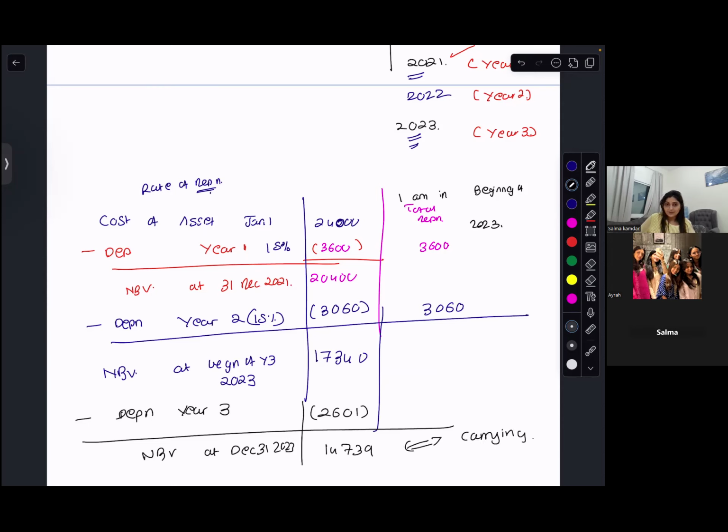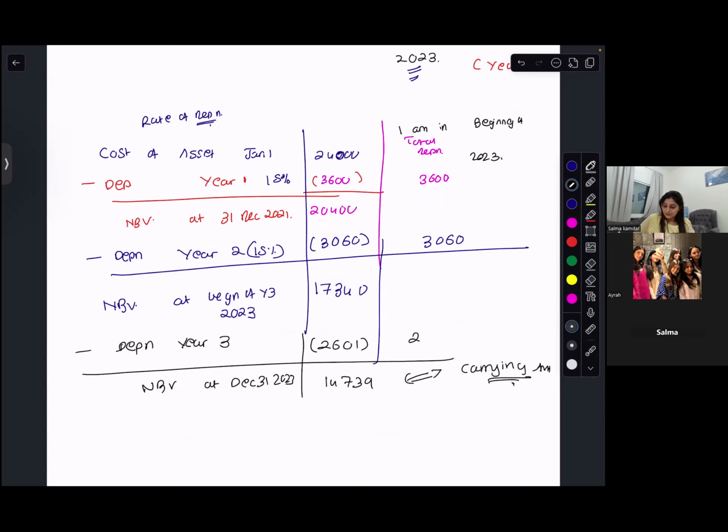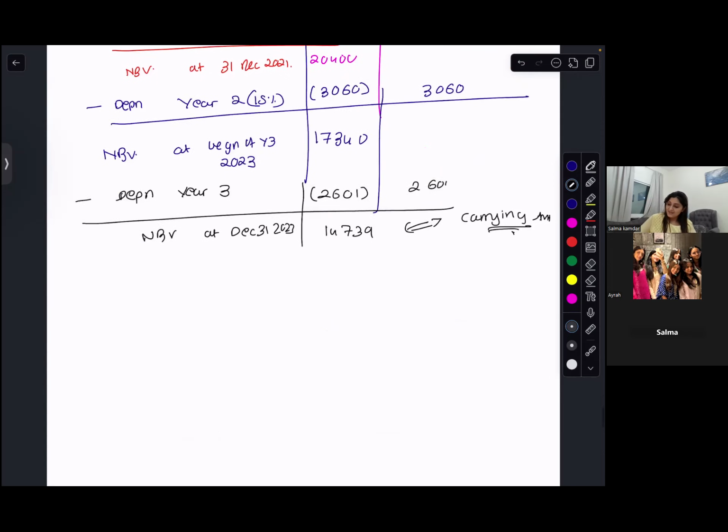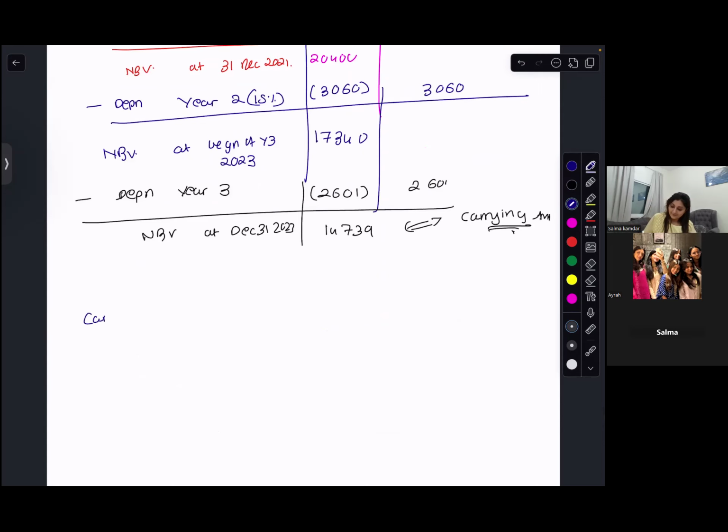So my carrying amount is the carrying amount for the asset that is impaired. Carrying amount for the asset impaired is how much? It is 14,739. Recoverable amount is 9,800.